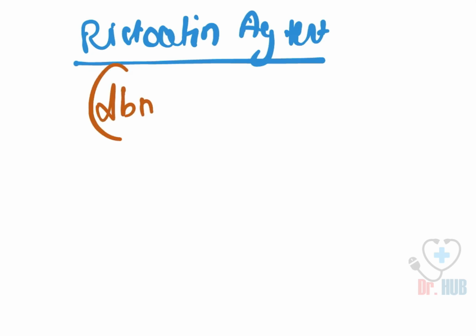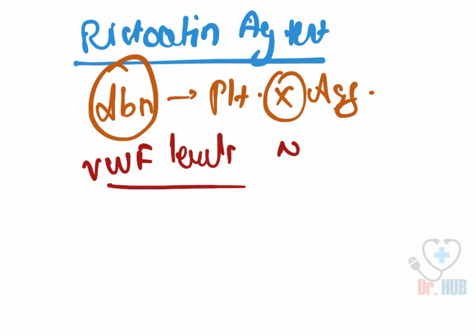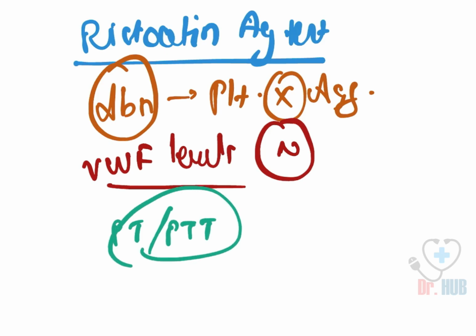Next, we look at the ristocetin aggregation test. So here it is abnormal, that is, the platelets do not aggregate. Then we look at the von Willebrand factor levels. So they are normal. And next, in case of the PT and PTT, they are also normal.